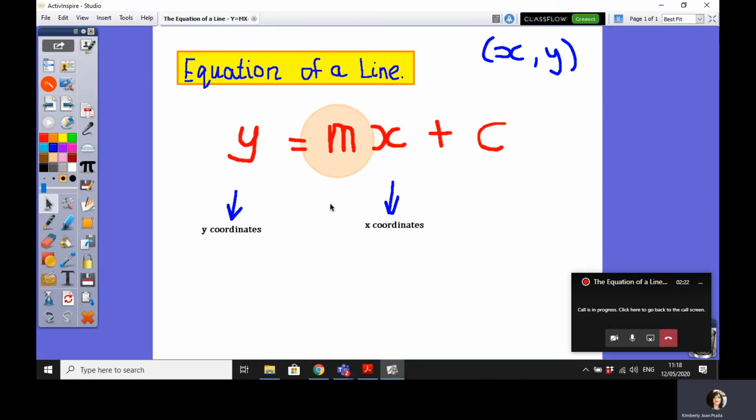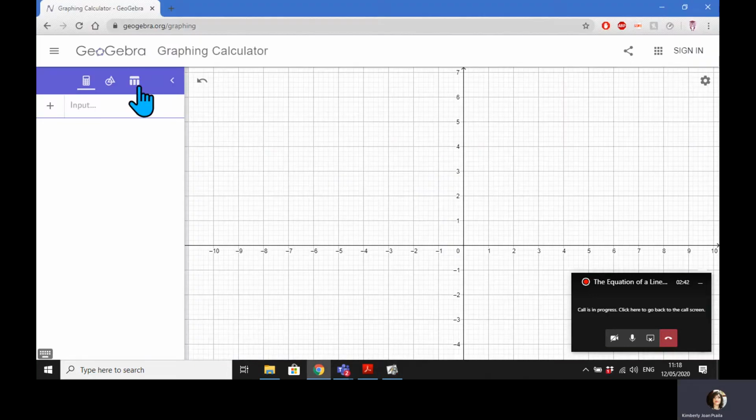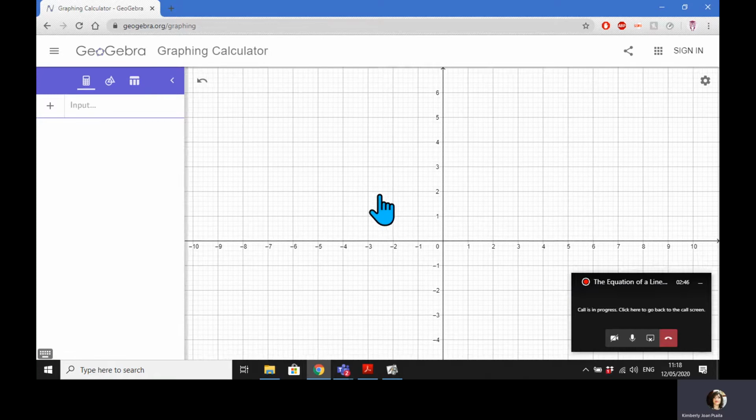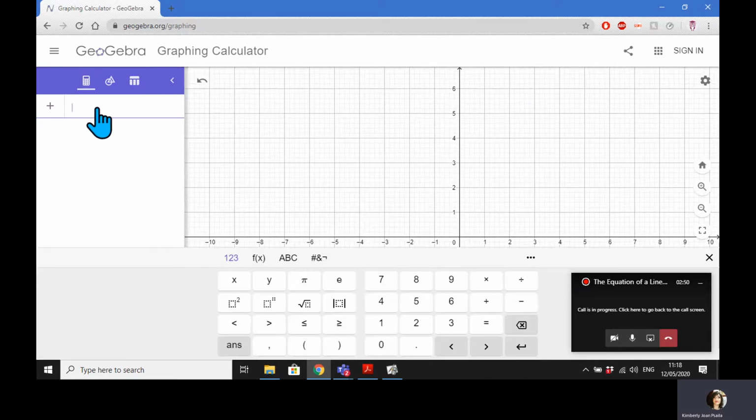What does m represent? The m here represents the steepness of a line. In other words, we call it the gradient of a line. Let me show you what I mean by the steepness of a line. Here there is GeoGebra. You can find it online and easily use it. Let me show you an example here.